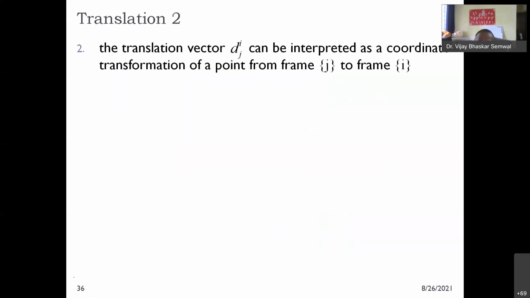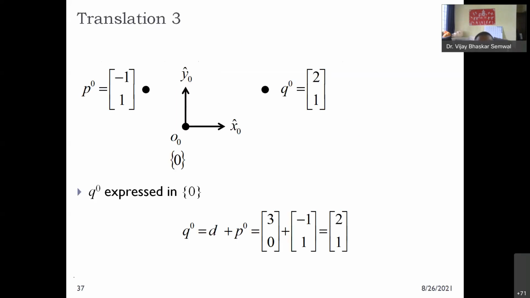Translation of vector Dij can be interpreted as the coordinate transformation of a point from frame j to frame i. Okay. So now Q2 is here, (2, 1), P naught is (-1, 1), and the base frame is Q naught, Q1. That means with respect to this one, you can represent, okay, this is 2, this is 1. Here you can see this is minus 1 and this is 1.